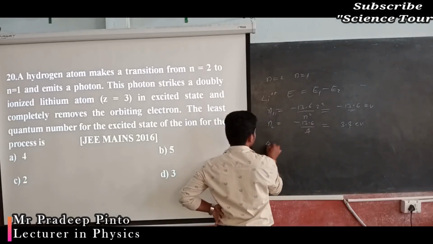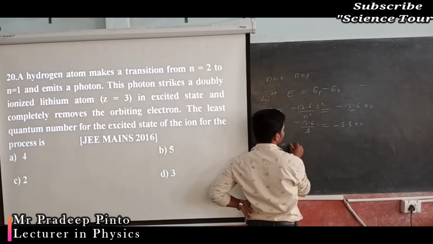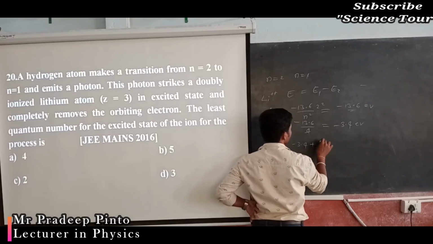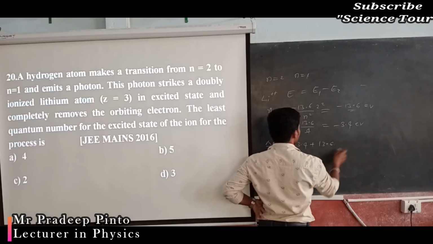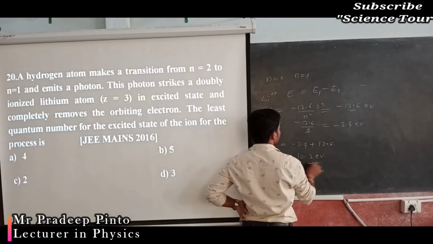Now delta E is nothing but the amount of energy, that is final minus initial, that is minus 3.4 minus of minus 13.6 eV. So you are going to get 10.2 eV.